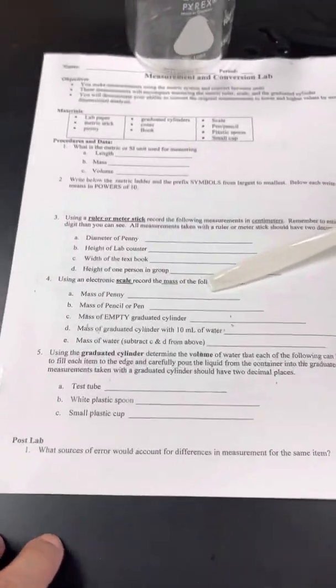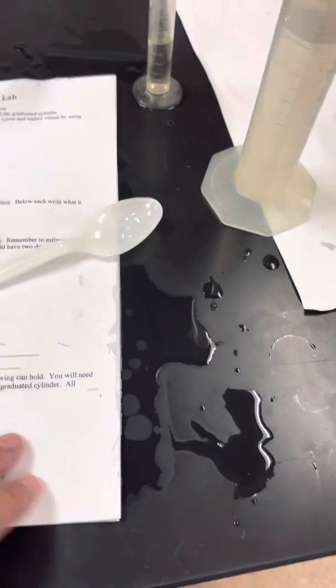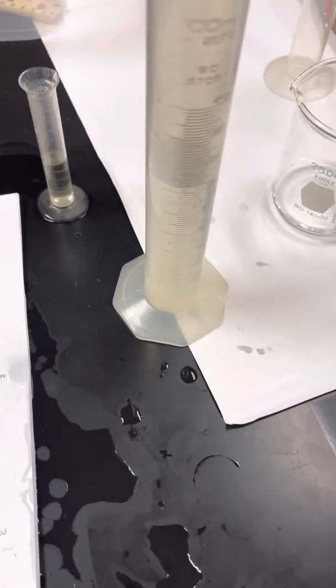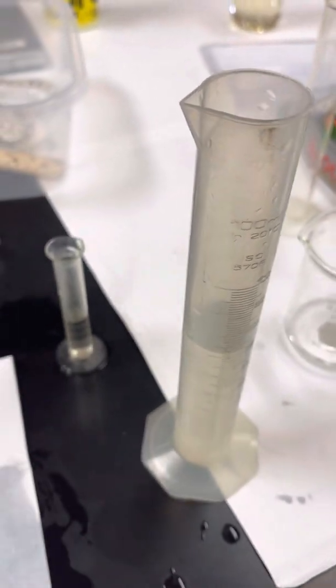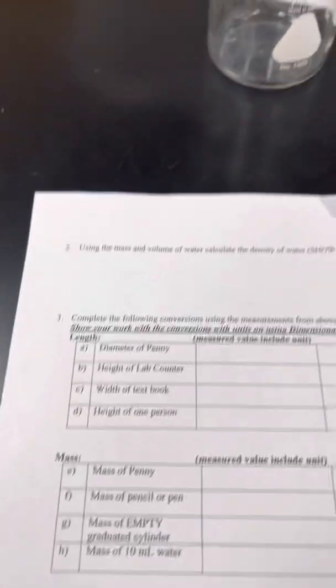Then for sources of error that could happen, like again, I spilled, so that could be an error. And maybe using a different size graduated cylinder could be an error. Okay, the next one is looking at mass and volume, or the density.